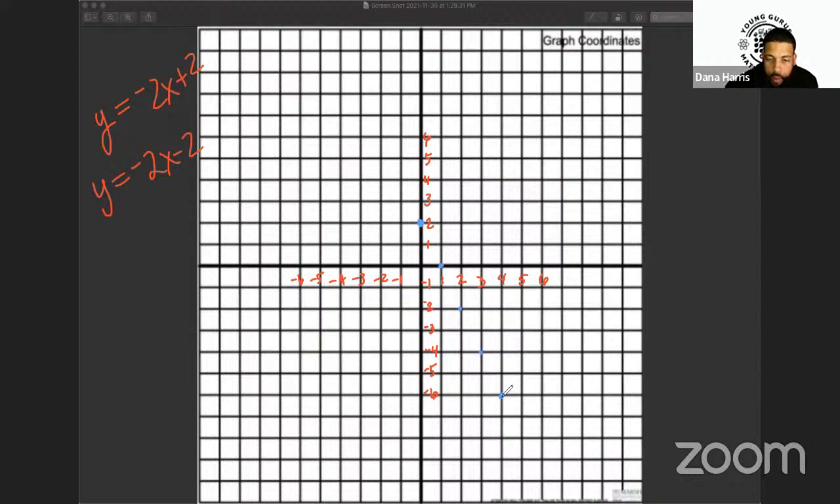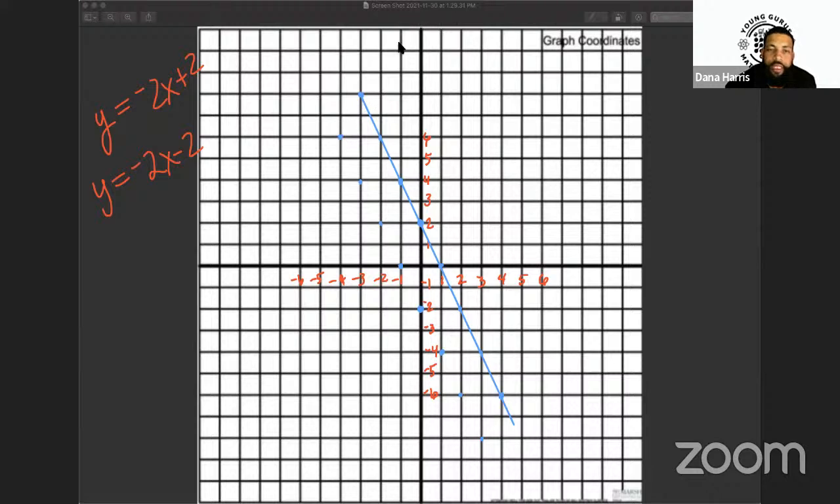Same thing. My phone is sliding. Go on the other direction, up 2 over 1, up 2 over 1, up 2 over 1. All right, and then we can connect those. And then we'll do the same thing. So this one, y-intercept of -2, still a slope of -2. So down 2 over 1, down 2 over 1, down 2 over 1, up 2, left 1, up 2, left 1, up 2, left 1.